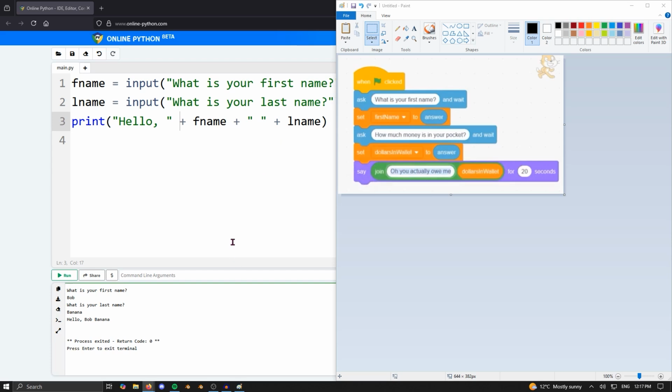Okay, in this video, we're going to be talking about the direct comparison to Scratch programming number 2. So the first part of the video, we had this program where the program would ask you what is your name, then it would ask you how much money you have in your pocket. Then the program would say, oh, hi Bob, you owe me $20. So how do we do this?